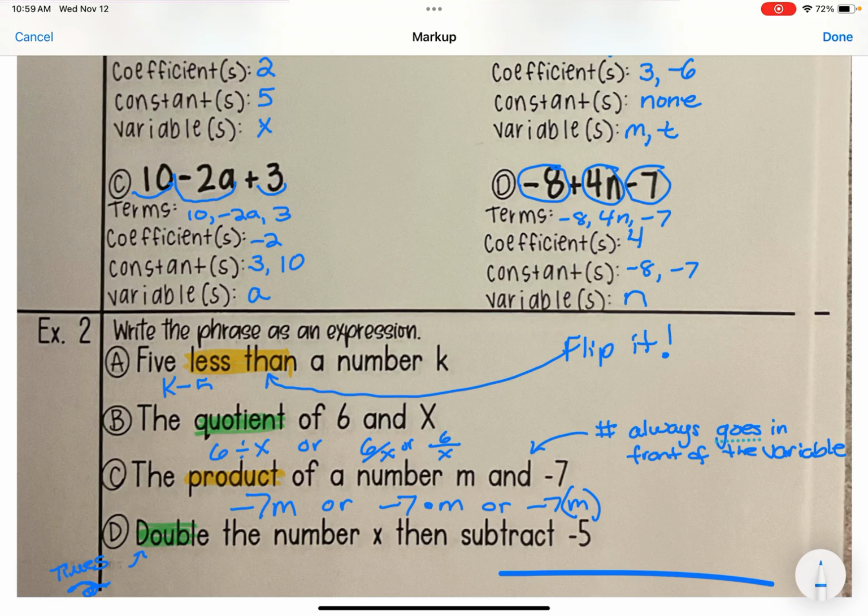So double the number x, so that means I'm multiplying x by 2, and the number always goes in front of the variable, so 2x, then subtract -5, okay? All right, I believe that's the last one there. Okay, so that is all about algebraic expressions.